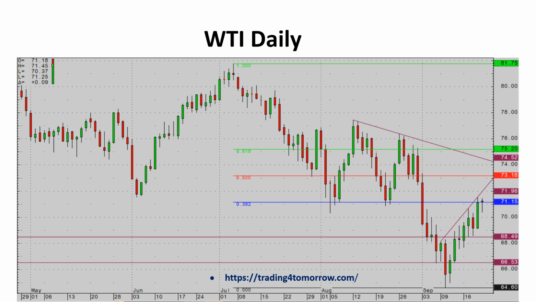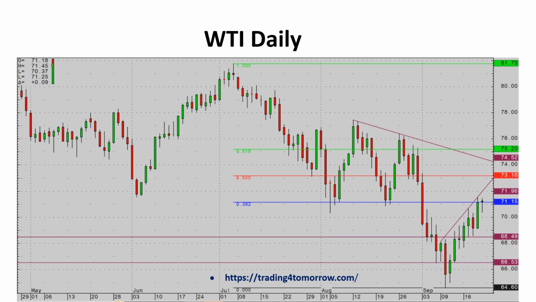And then I've put a couple of what I think are support levels in there at 68.49 and 66.53. If you look at the blue, the 382 line, the 71.15 level, that's pretty much where it got stuck on Friday. So there's been a lot of missiles flying backwards and forwards over the weekend. So whether that will give oil a spike when it reopens, I'm not sure. But just keep an eye on that.